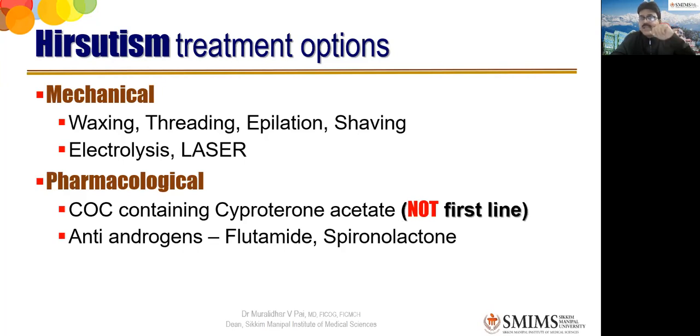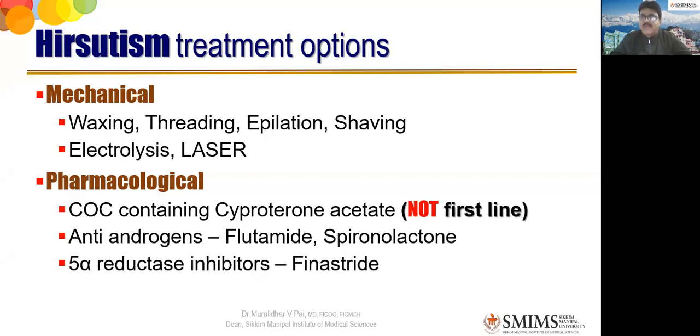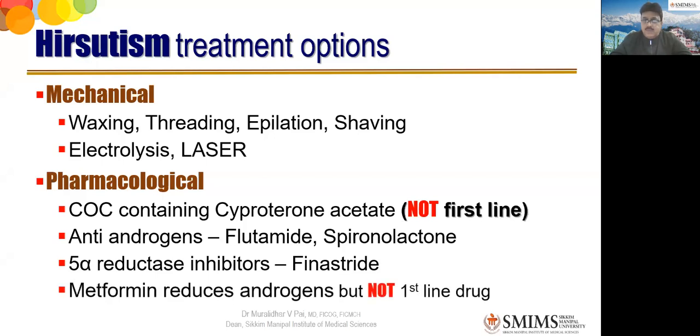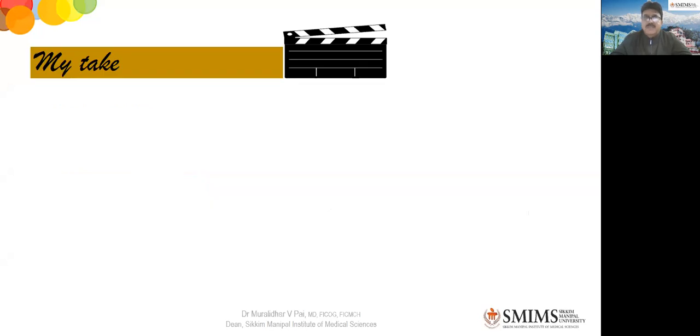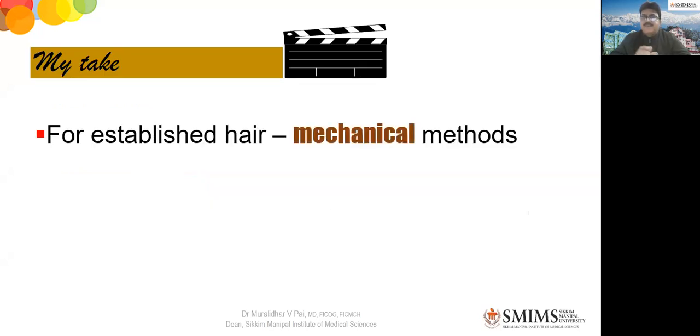And not only that, all these antiandrogens have got very bad liver effects. So we did LFT at zero, after 3 months and after 6 months for the study. And we found that it's not really going to get rid of hair totally, but it can slow down the growth of hair. Metformin reduces androgens, but it is not a first-line drug for hirsutism. My take is, after that big study that we did very long back, for established hair, mechanical methods, nothing short of that.